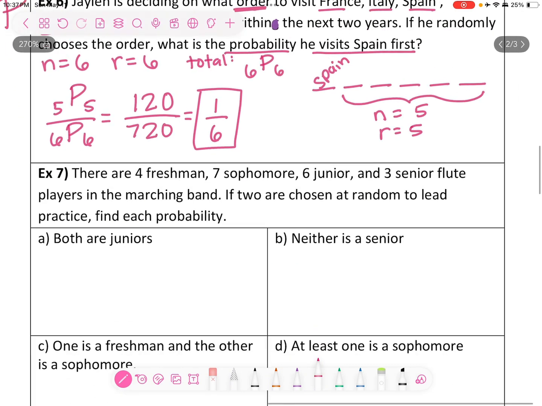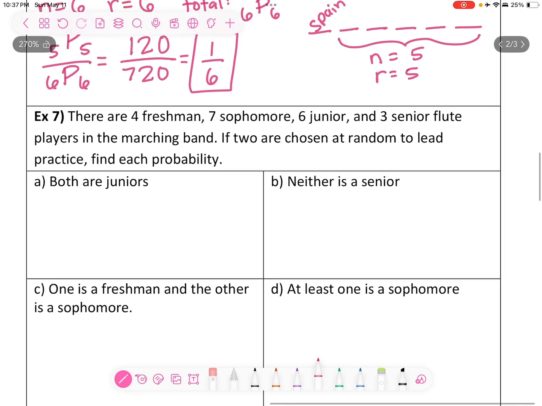All right, last one. Example 7. There are 4 freshmen, 7 sophomores, 6 juniors, and 3 senior flute players in the marching band. If 2 are chosen at random to lead the practice, find each probability. So ignoring the probabilities right now, we're just going to look at the scenario. So there's 4 freshmen, 7 sophomores, 6 juniors, 3 senior flute players in the marching band. If 2 are chosen at random to lead practice.